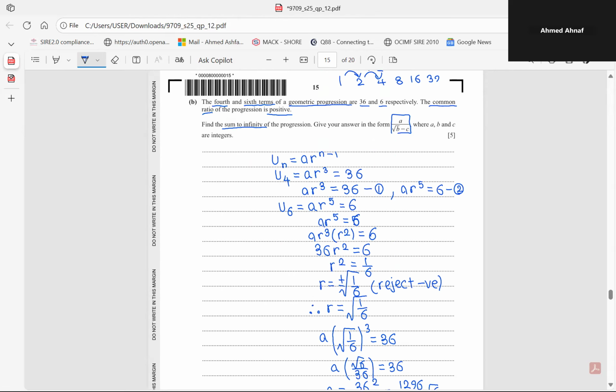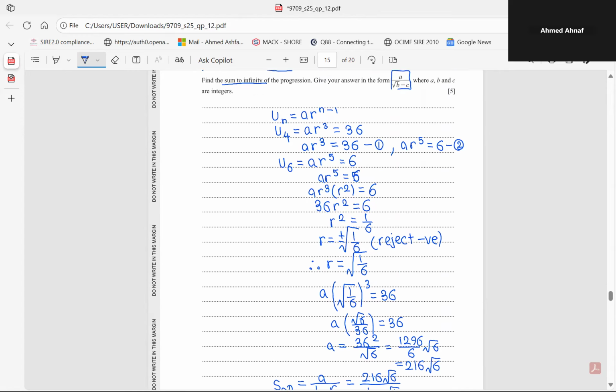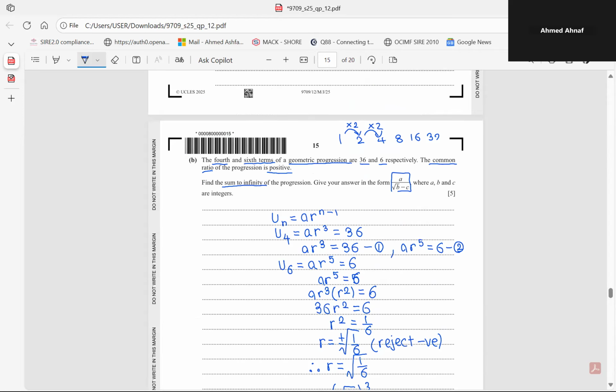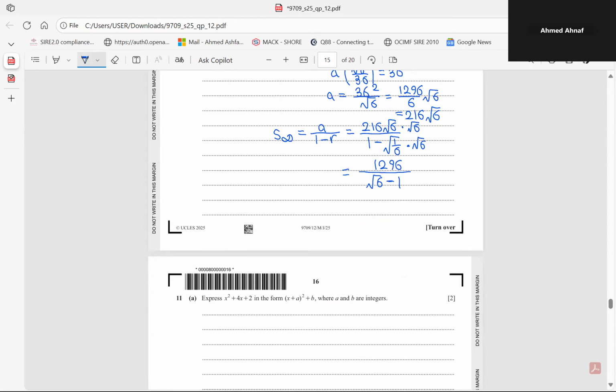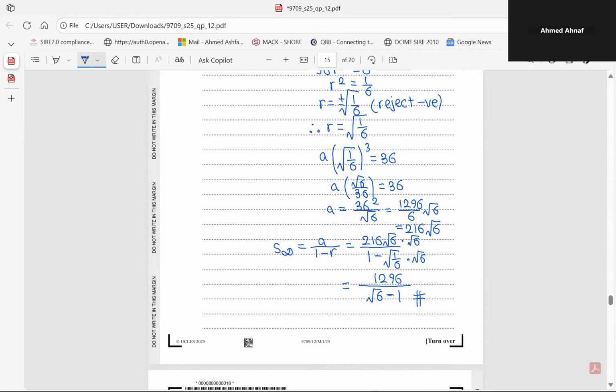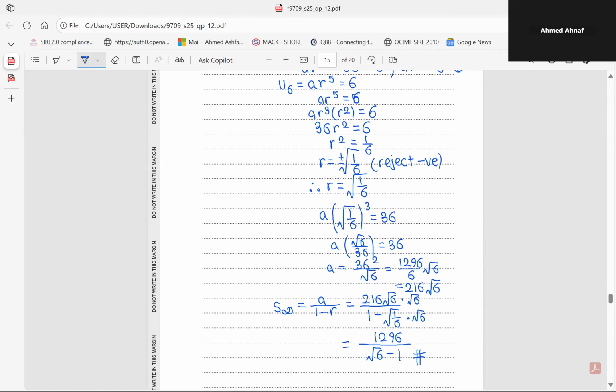Okay, in order to make this into an integer, let's multiply both the numerator and the denominator by square root 6. So this would give us square root 6 minus 1, and then 216 times 6 is 1296. So this answer is in our suggested form that we have to give. Yep, so this is our final answer for this question. Let's head on to the next question.